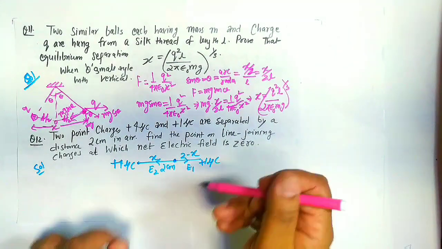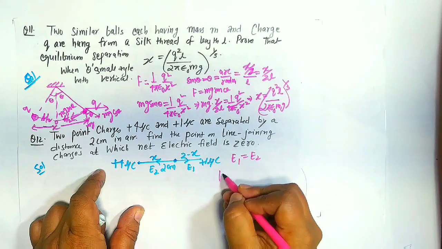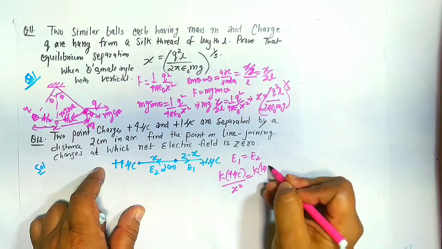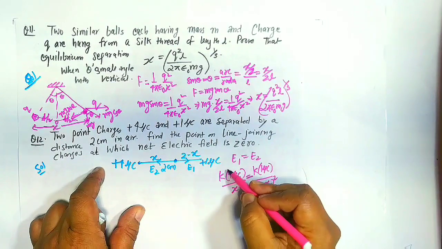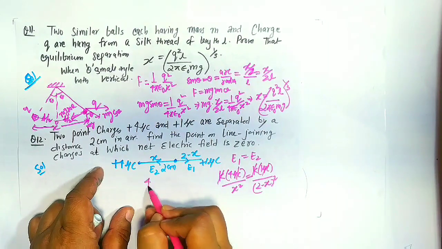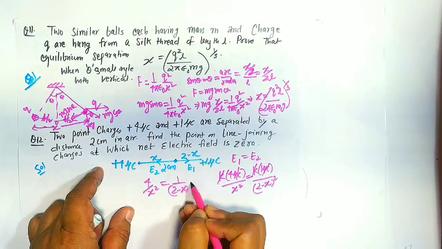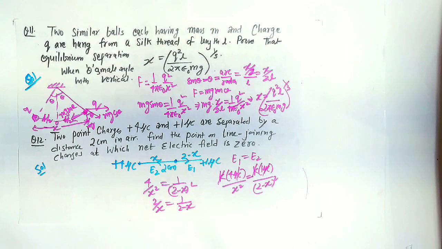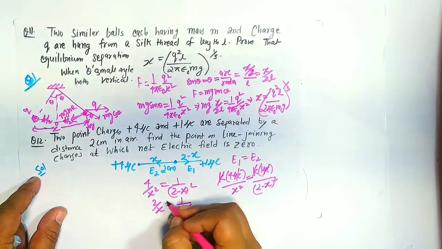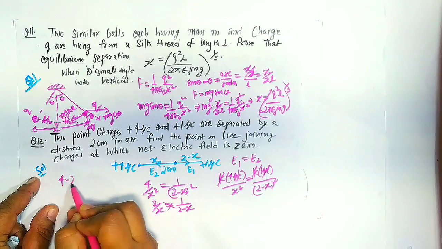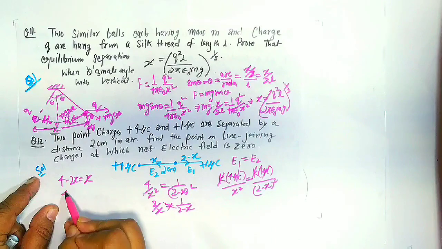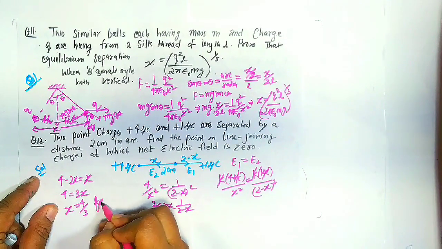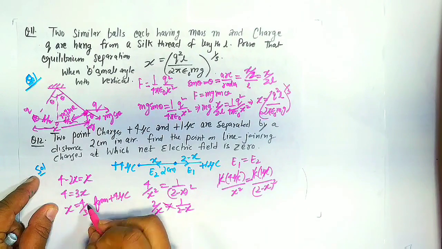So the magnitudes will be equal. E1 and E2 will be equal. So kQ is 4 microcoulomb by x square, and kQ is 1 microcoulomb by (2 minus x) whole square. So k cancels out, micro cancels out, and 4 by x square equals 1 upon (2 minus x) whole square, so 2 by x is 1 upon 2 minus x. Then multiply crosswise. So it will be 4 minus 2x equals x, and 4 equals 3x. So x is 4 by 3 from the plus 4 microcoulomb charge. So this is 4 by 3 centimeter.